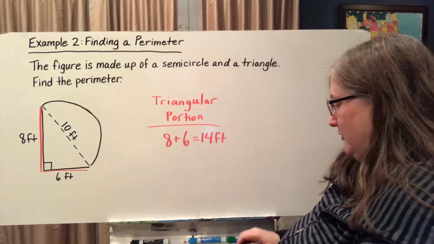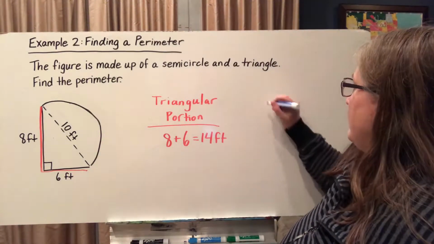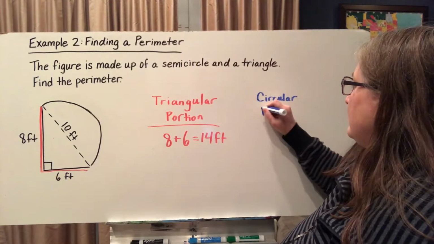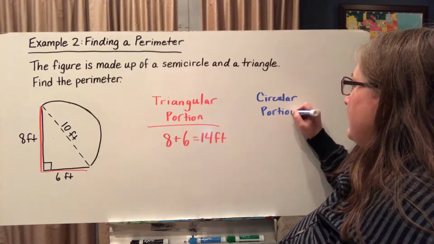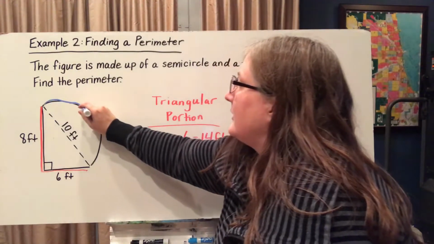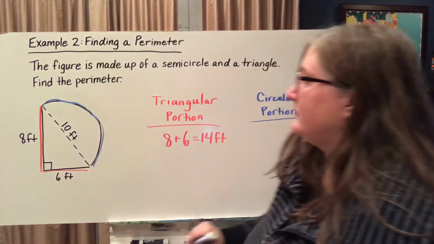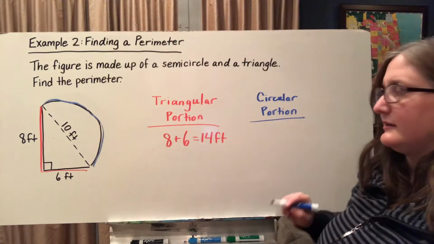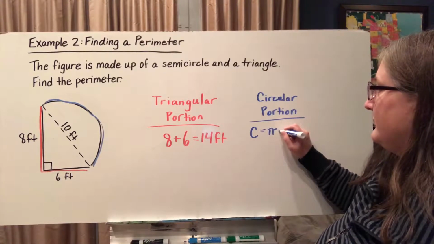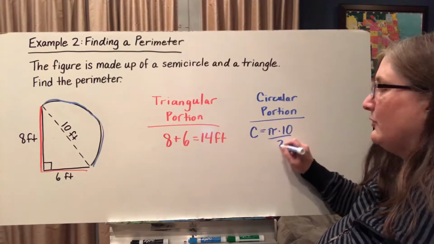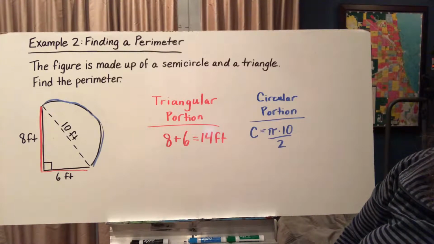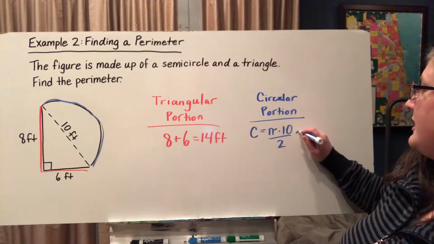I'm also going to find the perimeter of the circular portion here. Only a semicircle, so it's only really half of a circle, but that's the part that's right here. So to find the circumference of that piece, I'm going to do pi times my diameter of 10, but cut it in half because I only want a semicircular portion.